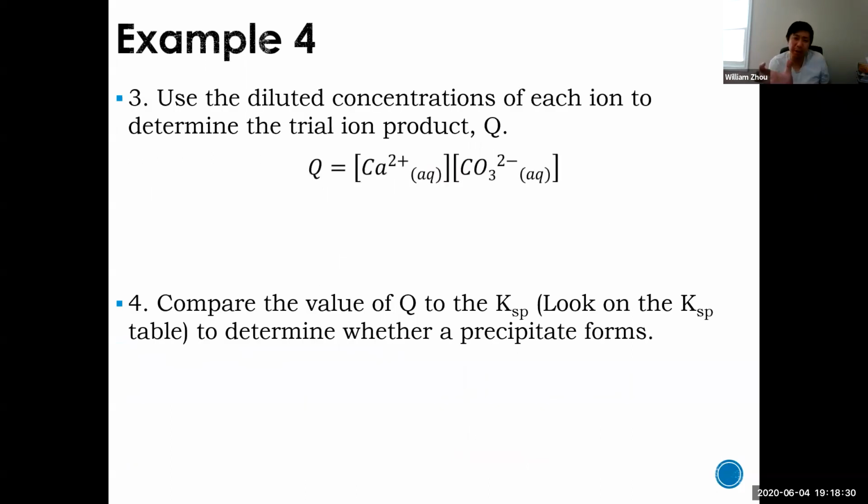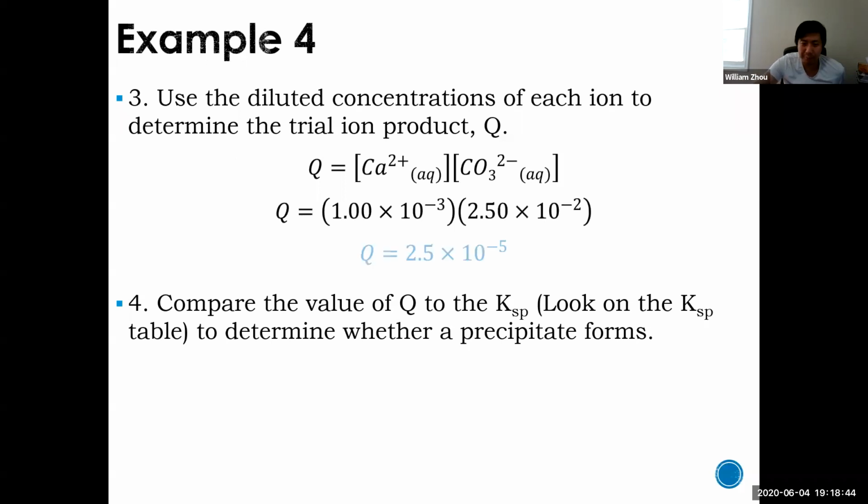So if you multiply them using the KSP formula, because they're not yet at equilibrium, you are not calculating the KSP. You are calculating Q, the trial ion product. So you put them together, boom, you have 2.5 times 10 to the negative 5. That is your Q.